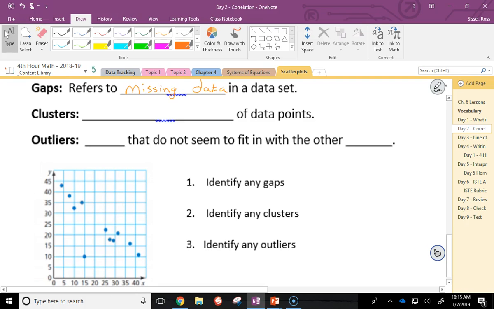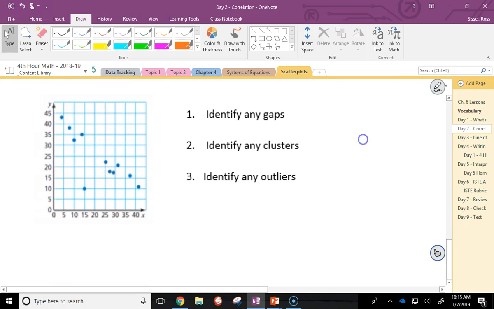Let's look down at here. Here's a scatter plot that's already been completed for us. Are there any gaps? Yes. Where? Yeah, right here. All you're going to have to do is we're just going to circle right here. And I'm going to say a gap.